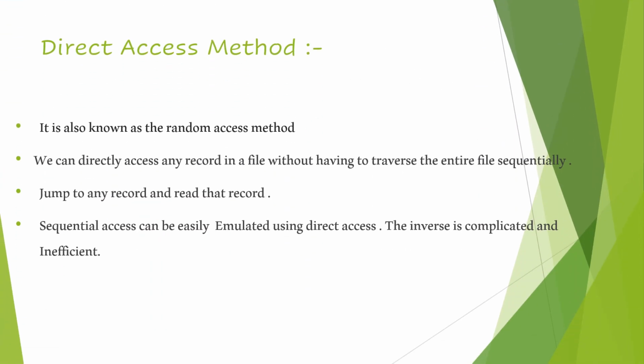And the next one is direct access method. Direct access method is also known as a random access method, and we can directly access any record in a file without having to traverse the entire file sequentially. As we see in sequential access method, we have to traverse the entire file until the desired data is reached. But in direct access method, we can directly access that record. So there is no need to traverse the entire file sequentially, and we can jump to any record and read that record.